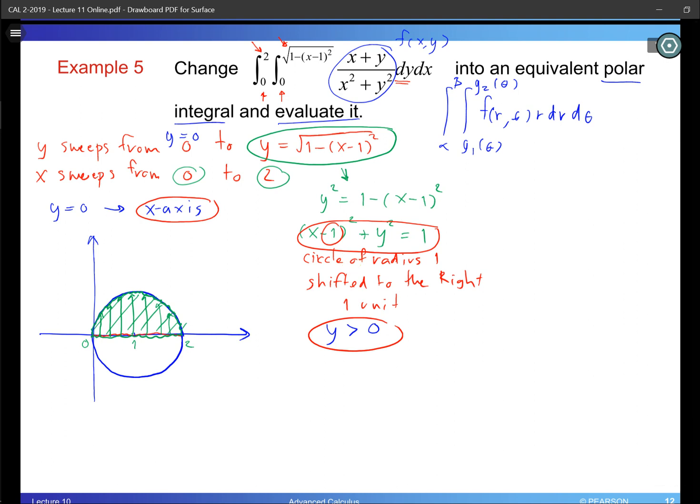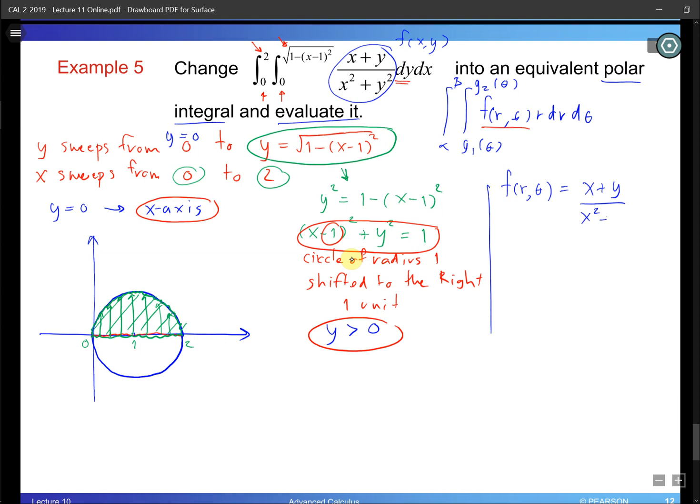Okay, now that we have this domain region drawn on the diagram, we can start finding all these terms for the polar formula. So we are supposed to find f in terms of r and theta, but it's given to us in this form: (x plus y) over (x squared plus y squared). We cannot use this. We want r and theta. So let's transform this into polar coordinates.